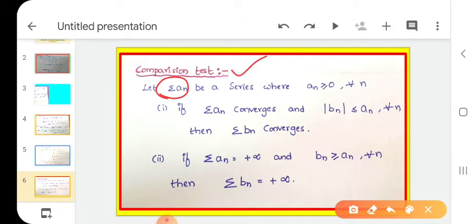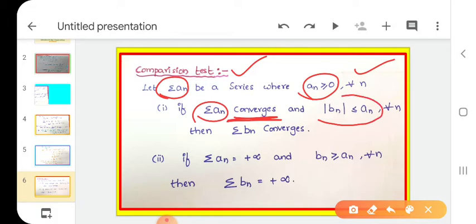Here we take two series. The first series is summation an, where an is greater than or equal to 0 for all n. If summation an is convergent, the series we take here, summation an, is a convergent series, okay. And mod bn is less than or equal to an.